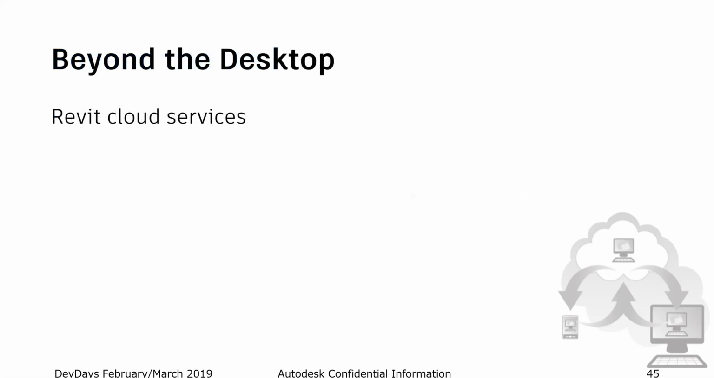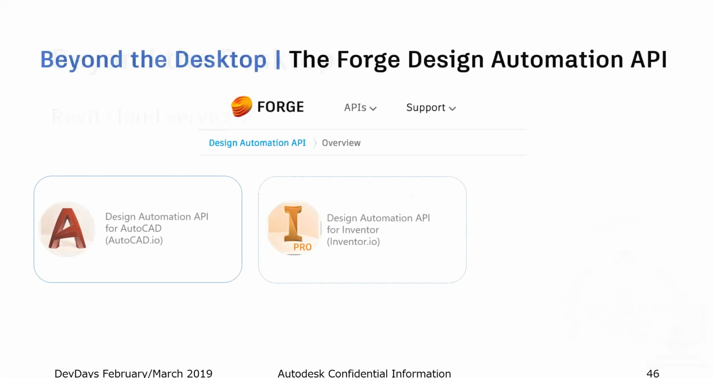And that pretty much sums up the changes in terms of Revit APIs themselves, but I did want to take a moment to talk a little bit about Revit Cloud Services, and particularly Revit Design, or sorry, the Forge Design Automation API for Revit, otherwise known as Revit.io. If you guys didn't catch this at AU, I did want to make sure that I covered this.